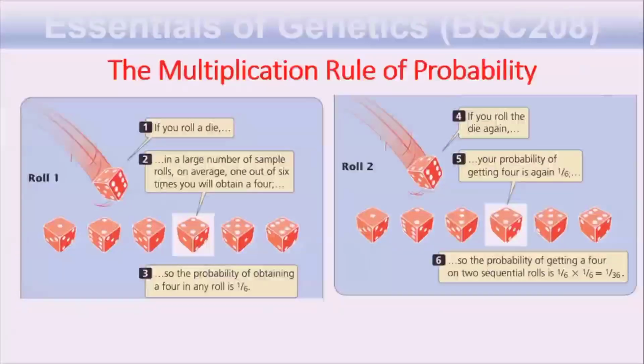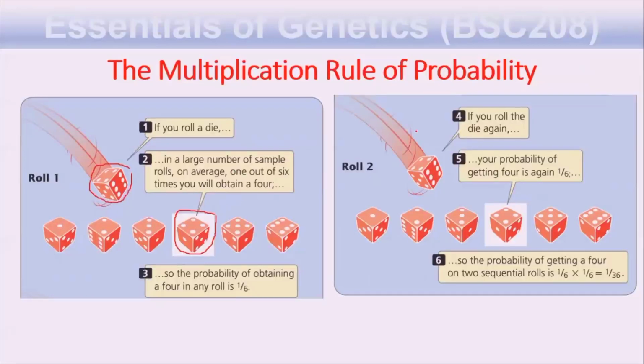So for example, if we want to roll a die, and in a large number of sample rolls, on average 1 out of 6 times we want to obtain a 4, so its probability will be 1 by 6. So if we want 4 on the top, then its probability will be 1 by 6, because this die has 6 sides.